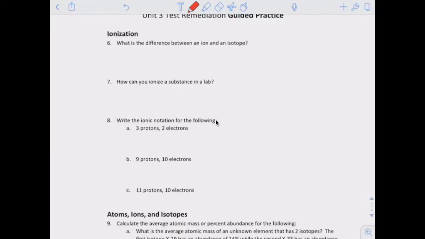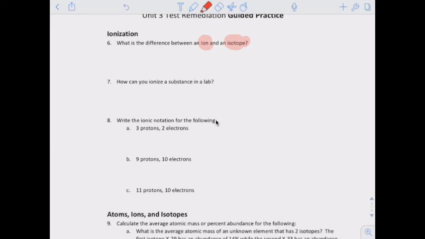It says, what is the difference between an ion and an isotope? An ion has a different number of protons and electrons. An isotope is just the same element, but it has a different mass, and so it has a different number of neutrons. So ion, different number of electrons. Isotope, different number of neutrons.